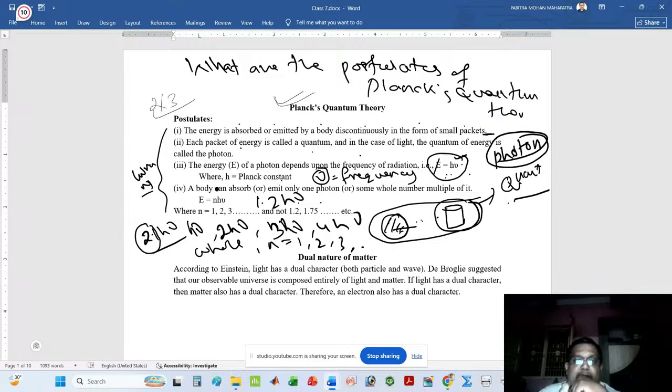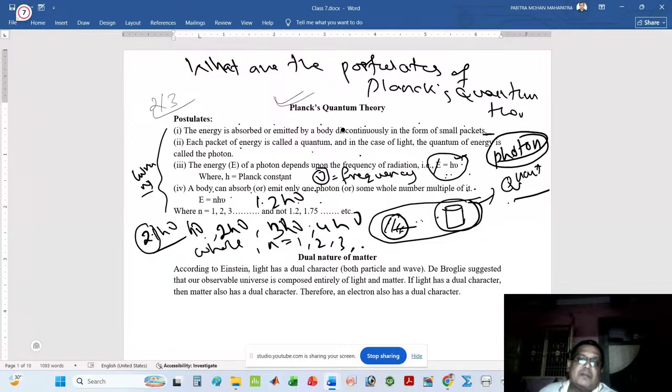So here Planck's quantum theory says that a body can absorb or emit energy only, sorry, I want to read again. A body can absorb or emit only one photon or some whole number multiple of it. That means it can emit h nu, 2 h nu, 3 h nu, 4 h nu, but it cannot emit 1.2 h nu, 1.75 h nu, like that.